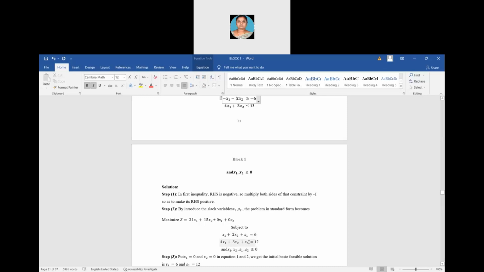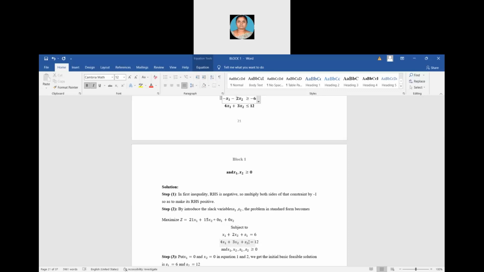So if you are having a less than or equal to symbol, you have to add the slack variable. If you are having more than or equal to, you will be having minus S1. In case you are having greater than or equal to in all the equations, you will be having minus S1, minus S2, likewise.